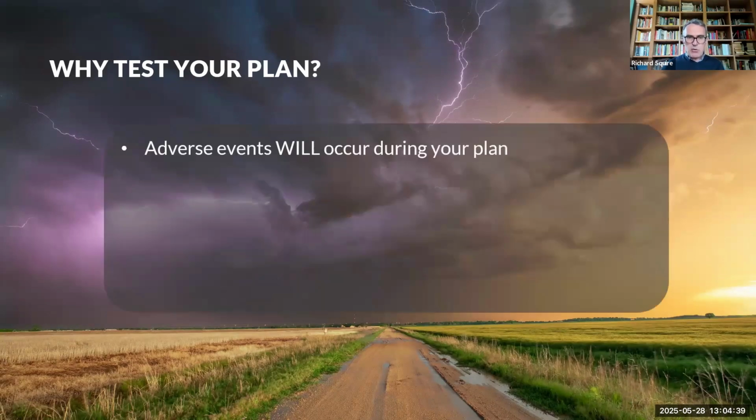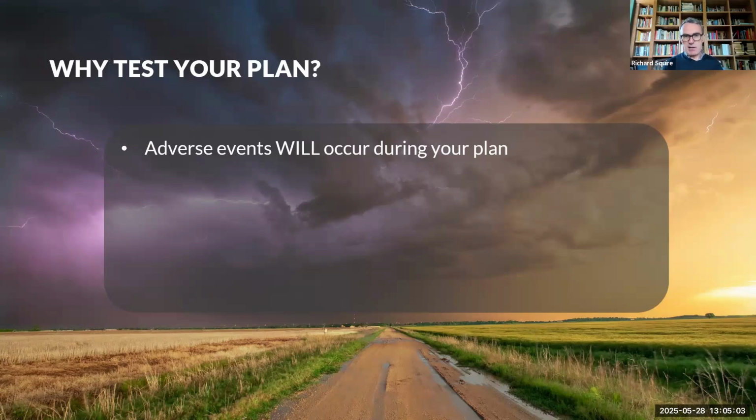But we know that adverse events will occur during our plans. And we know that because, well, generally speaking, our plans last for a long time. If we're planning in our 40s or 50s for the rest of our lifetime, our plan might last of the order of 40 to 50 years. And we know that over that period, some bad things will happen.